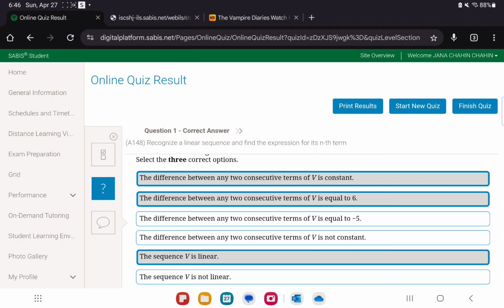Here they said the difference between any two consecutive terms of v is equal to -5. No, because we already found that it's equal to 6. The difference between any two consecutive terms of v is not constant. No, because we already found that it's constant. Now here we have two choices. It's between v is linear or v is not linear. It is linear because we're only going by one common difference, not two. If it was two or three common differences, it would not be linear. But now it's linear.